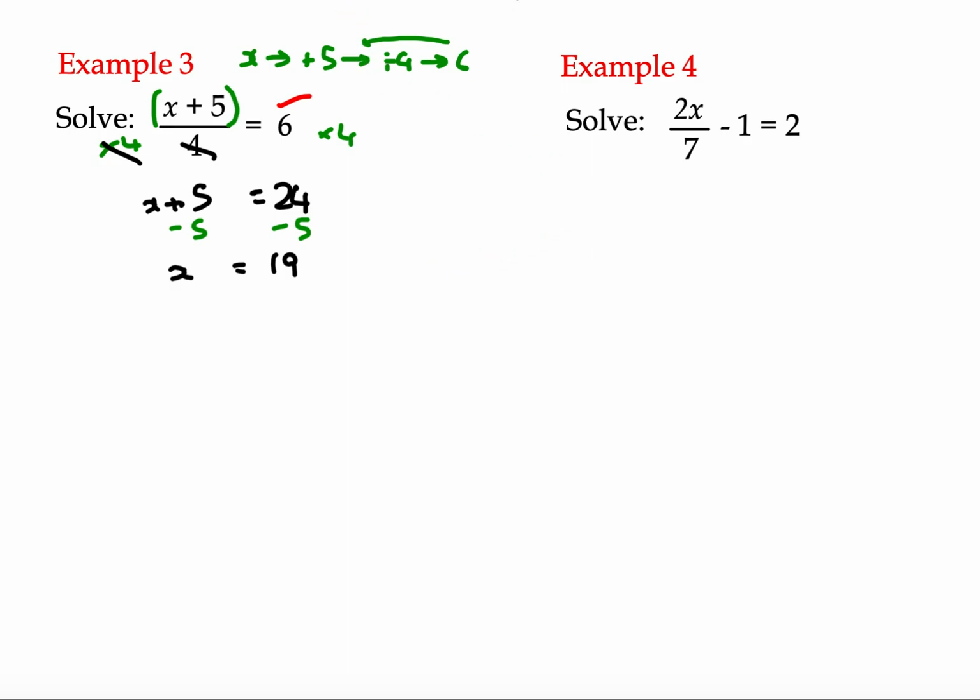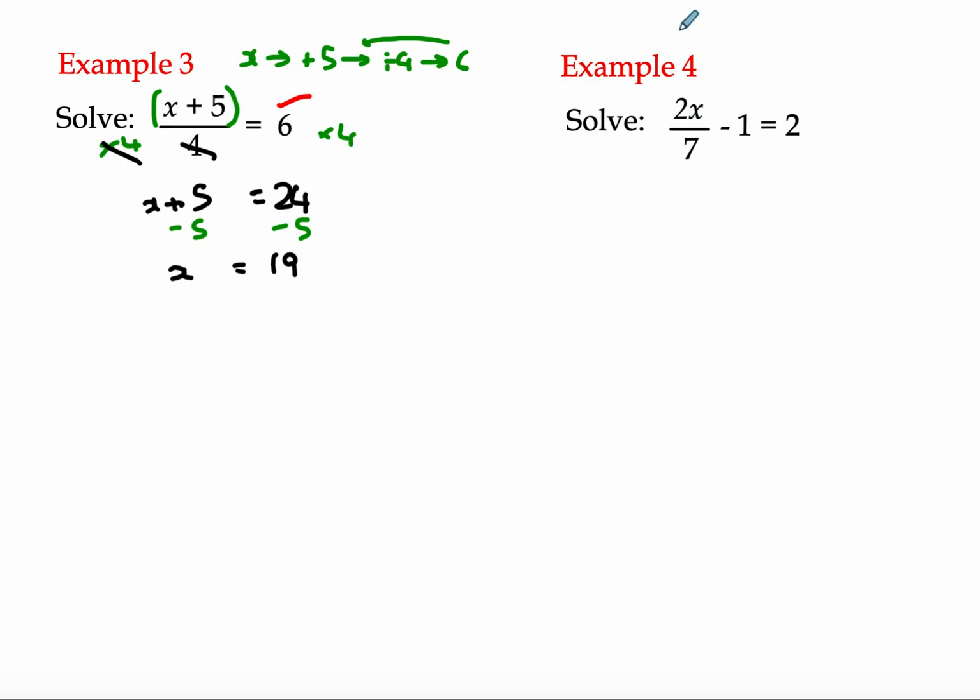And example 4, what we've got going on here is a wee bit different. We've got an extra coefficient here, so we've actually got 3 operations. Let's see if we can do a wee function machine for it. You can maybe try it, stop the video, see if you can draw a function machine of that equation.